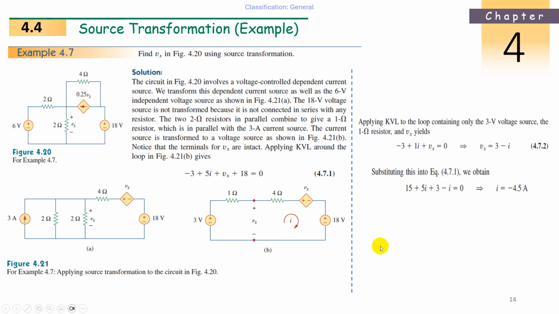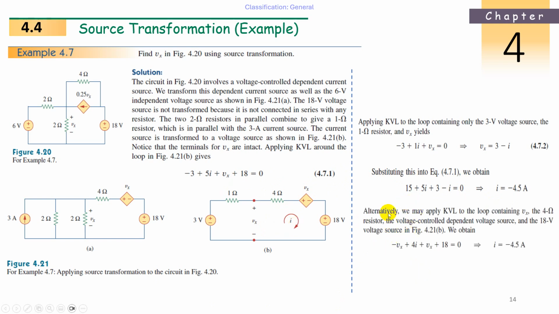Now calculate Vx. How to calculate Vx? Okay, another method is to apply the loop here. Later we calculate Vx. First check another method. Apply loop here. So current leaving here, so minus Vx. Current entering, so 4I. Current entering plus Vx. Current entering plus 18. So minus Vx plus 4I plus Vx plus 18 is equal to 0. Now here also, if you substitute from this equation Vx is equal to 3 minus I, you can get I equal to minus 4.5.